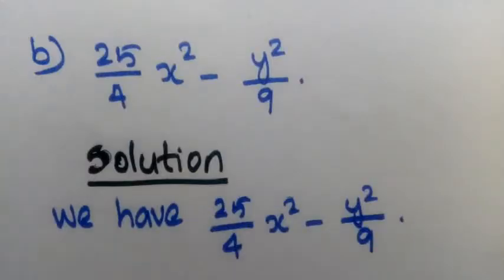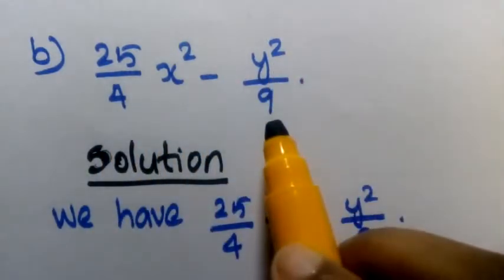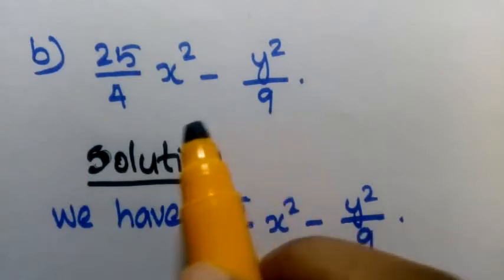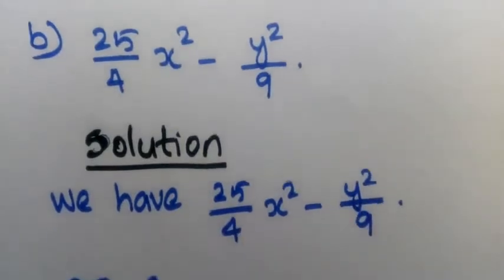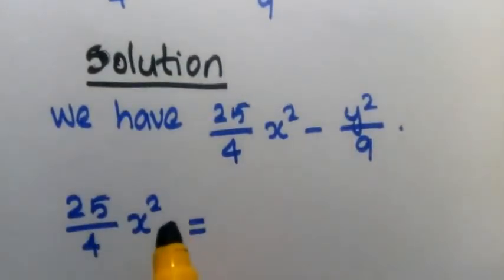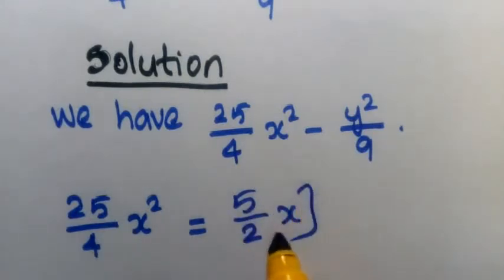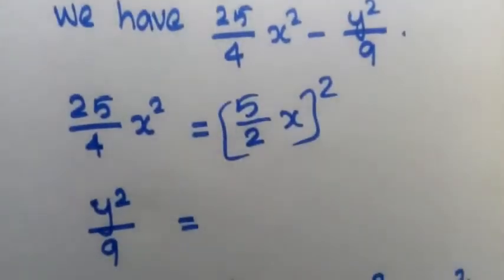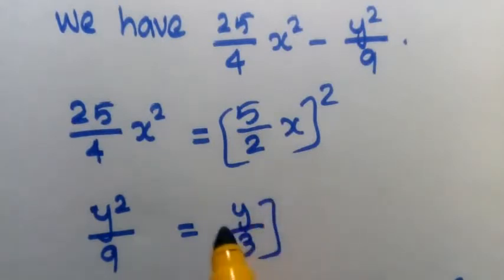Question B. We need to factorize 25 by 4 x square minus y square by 9. That is, we need to find the factors of the given expression. Let us check the solution. We have 25 by 4 x square minus y square by 9. Here you can see that 25 by 4 x square is equal to 5 by 2 x whole square, and y square by 9 is equal to y by 3 the whole square.